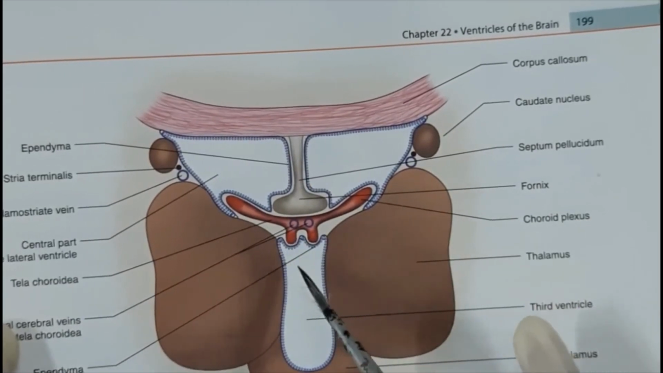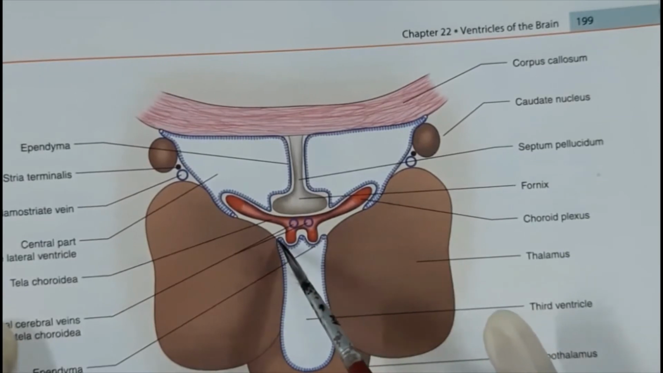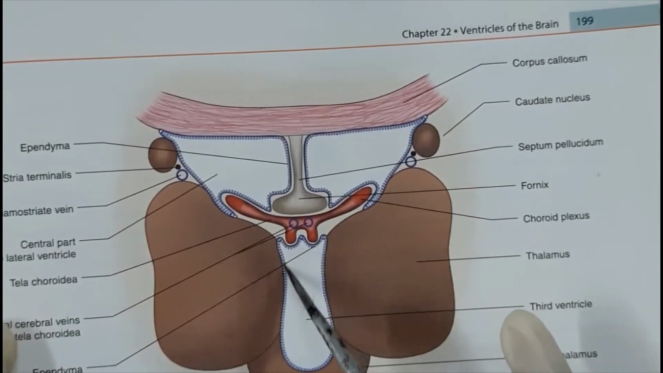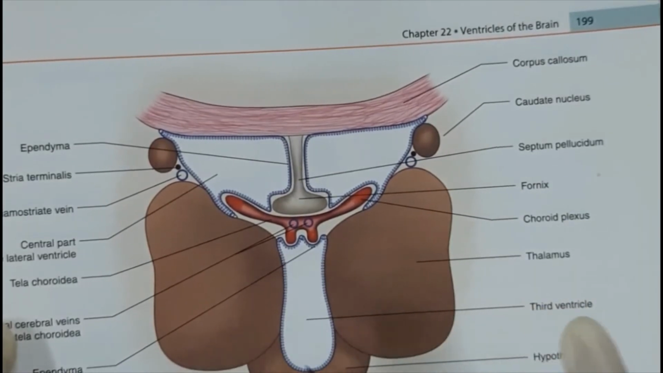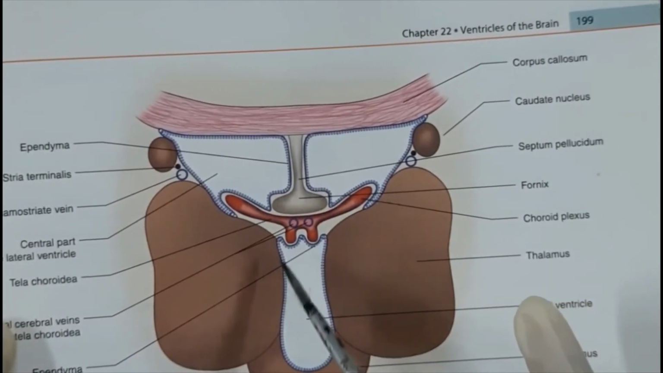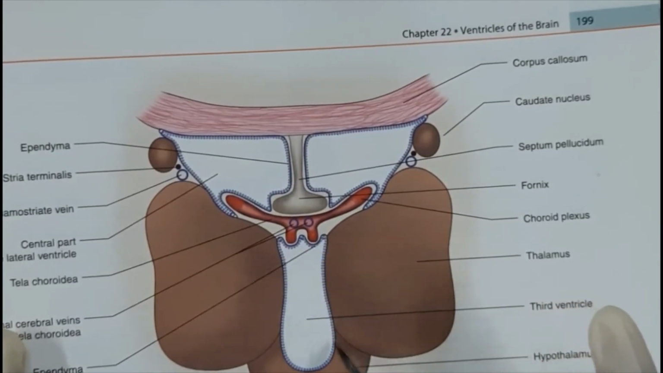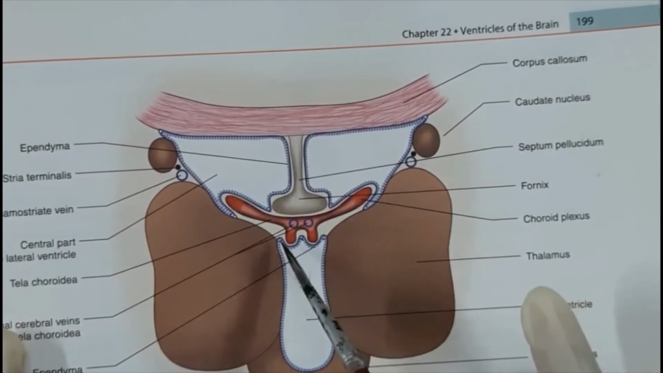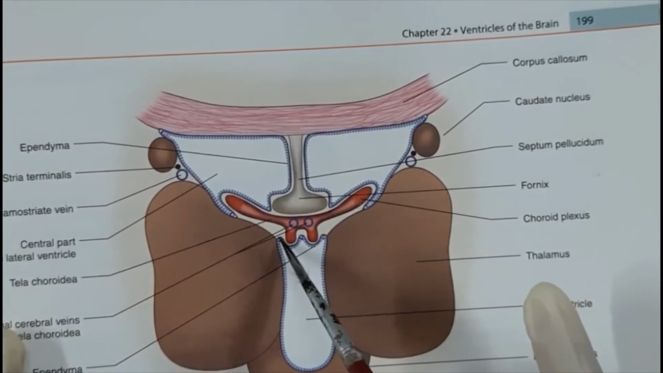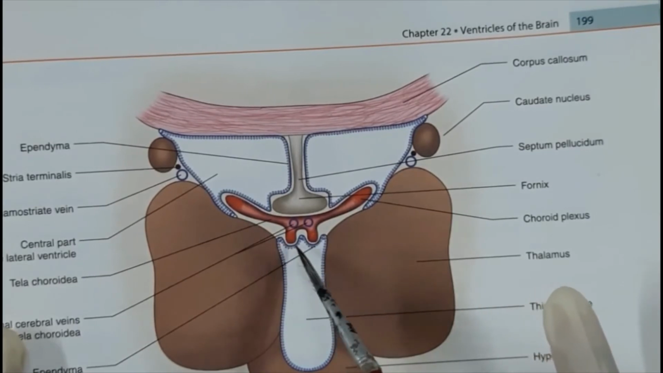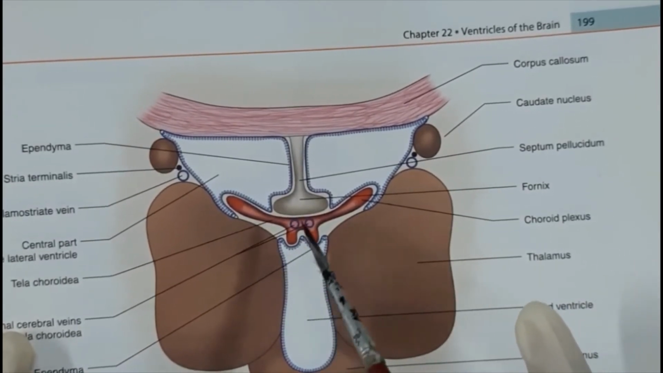Now this roof is formed by this bluish lining structure. And what is this bluish structure? This is the ependyma. And what is ependyma? It lines all the ventricles. It is nothing but columnar epithelium, which lines the cavity of the ventricle. So this ependymal layer extends from one thalamus to the other thalamus, that is the roof. Okay, so the roof is formed by the ependyma.